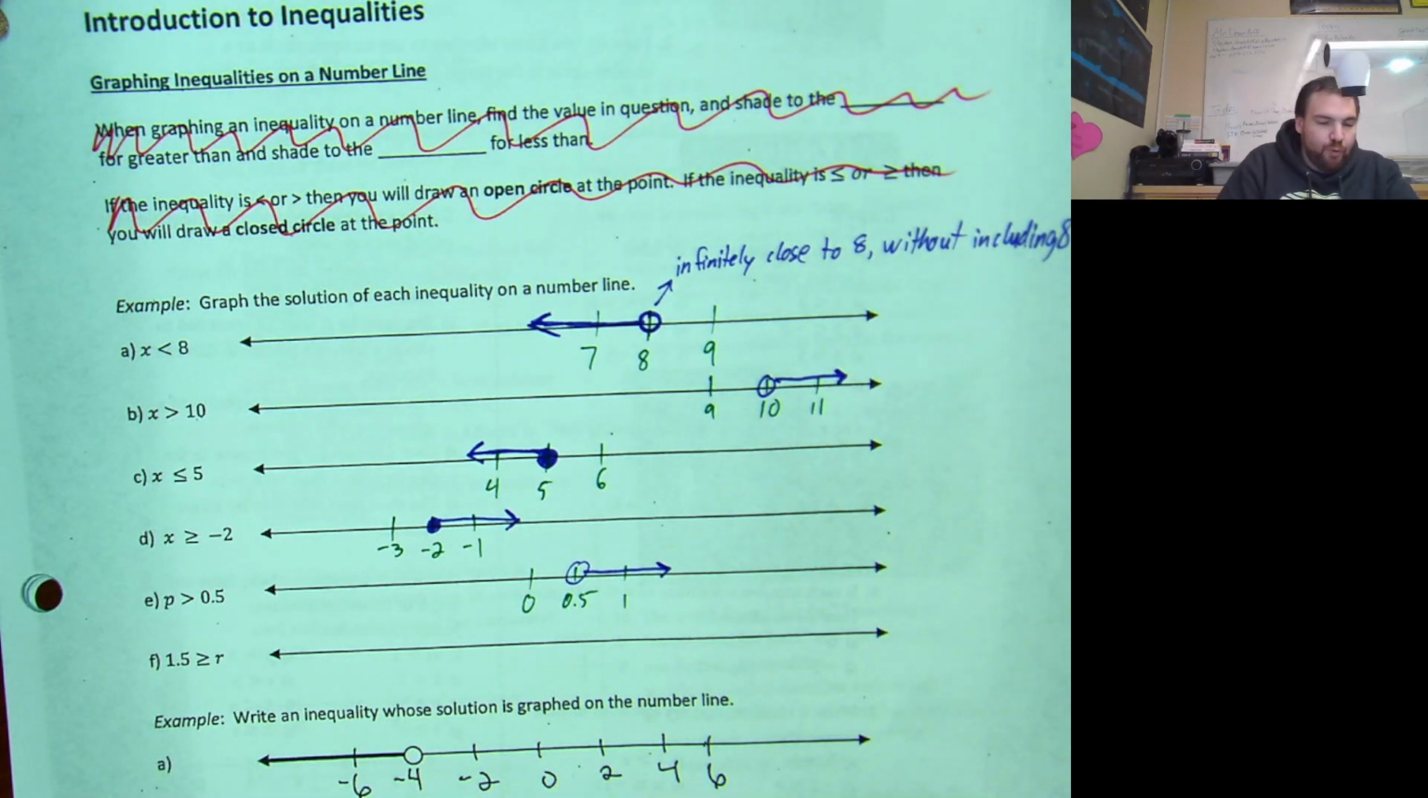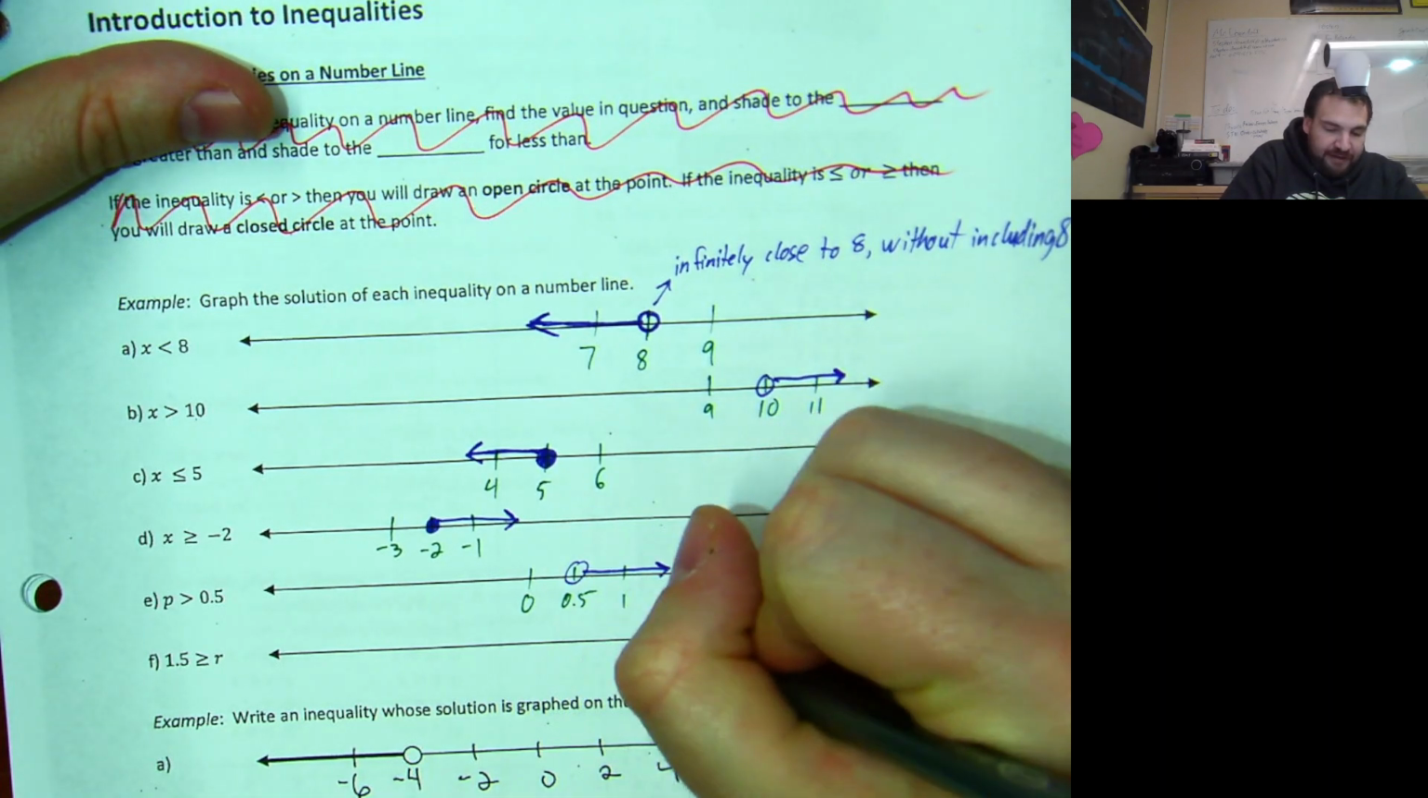And the last one, ooh, this is a tricky one. The variable's on the other side. How would I read that? 1.5 is greater than or equal to r. So how is that going to show up on our number line?